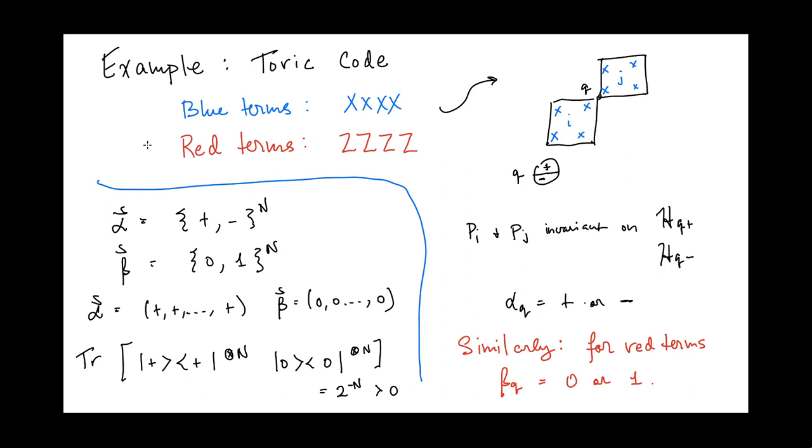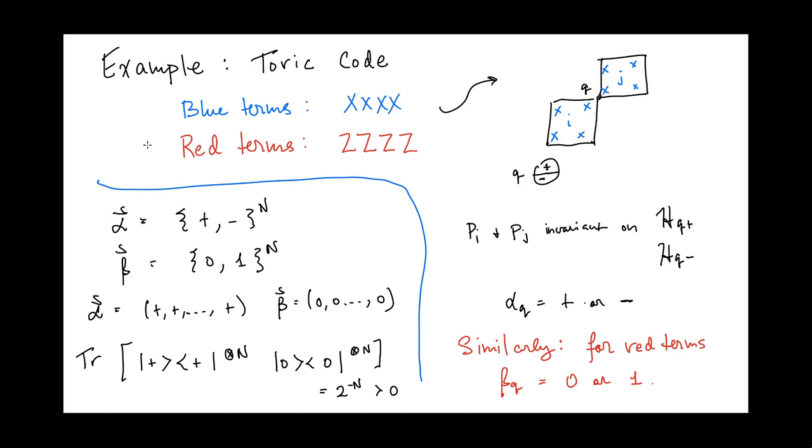And all I have to do is give you one vector of alphas and one vector of betas so that if I restrict the blue terms to the alphas and I restrict the red terms to the betas, the resulting trace is greater than 0, okay? So the vector for the alphas is going to be a string of plus or minuses. The vector for the betas is going to be a string of zeros or ones. And what the prover is going to select is alpha to be the all plus vector and beta to be the all zeros vector.